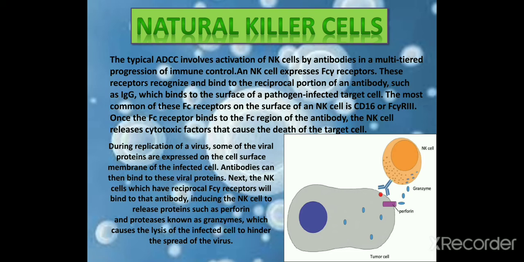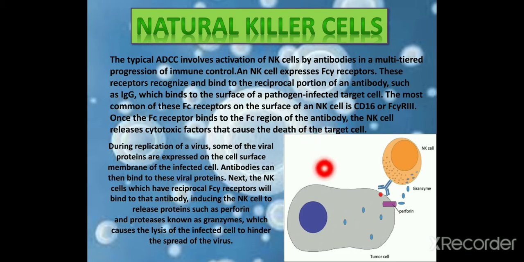When a virus infects the host cell, at the time of replication, viral proteins are expressed on the cell surface membrane, so that the antibody binds to these antigens. In the next step, the NK cell comes and its Fc receptor recognizes the antibody and binds to it, and the NK cell releases the cytotoxic factors, that is perforin and granzyme enzyme, which cause the lysis of the cell and hinder the spread of the virus.